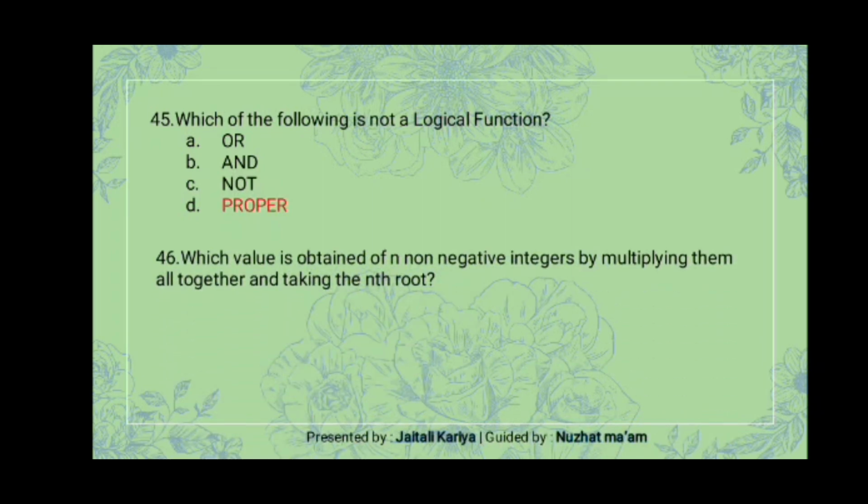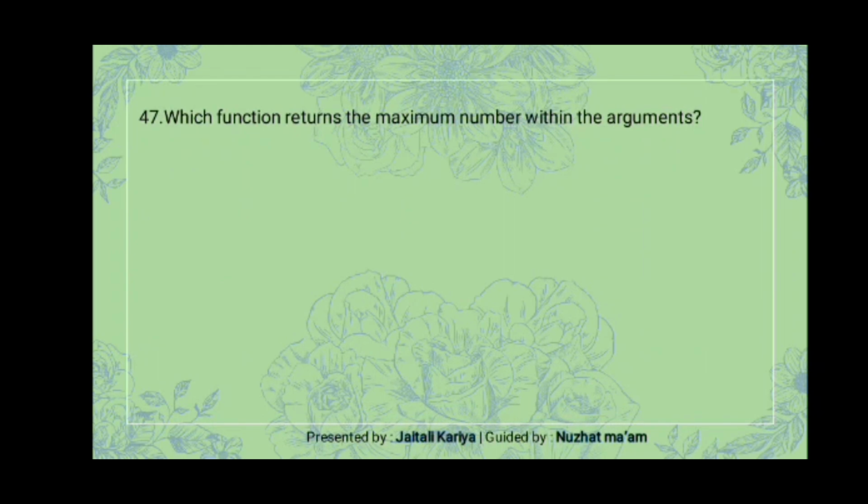46. Which value is obtained of n non-negative integers by multiplying them all together and taking the nth root? A, harmonic mean, B, geometric mean, C, mean, and D, mode, and the correct answer is B, that is geometric mean. 47. Which function returns the maximum number within the arguments? A, large, B, maximum, C, minimum, and D, none of this, and the correct answer is B, that is maximum.